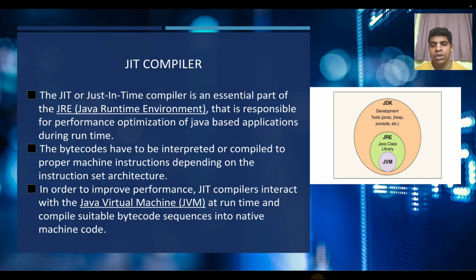In order to improve performance, JIT compilers interact with the JVM at runtime and compile suitable bytecode sequences into native machine code. So it helps execute the code faster. The JIT compiler helps the JVM to execute the code faster.